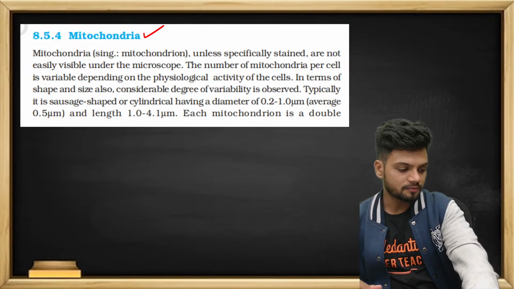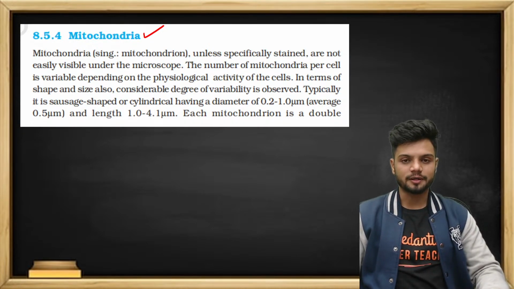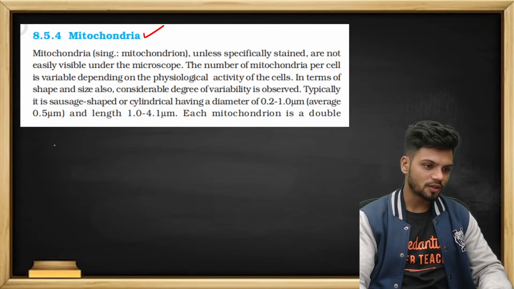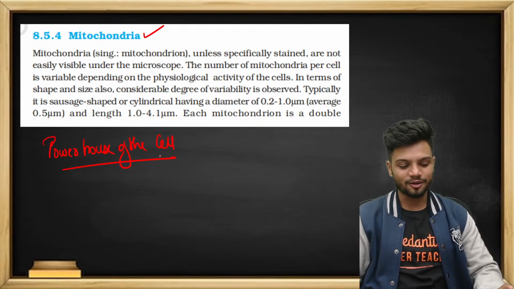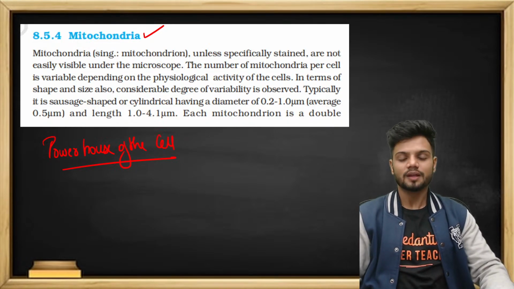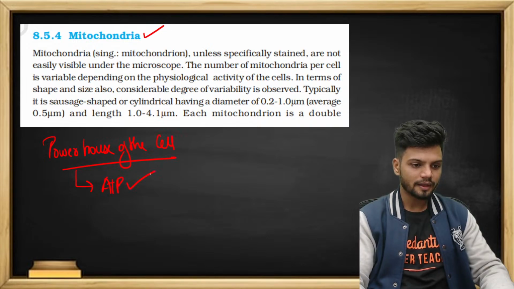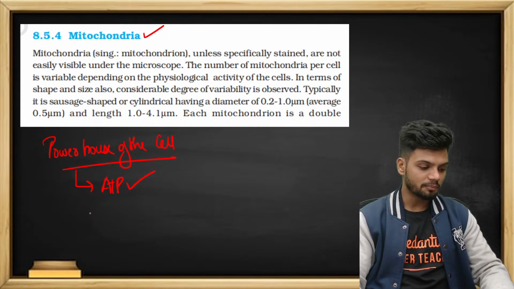Now we'll go to mitochondria. Tell me, what comes to your mind when you think of mitochondria? One line comes to your mind. Mitochondria is called the powerhouse of the cell. All of you remember this dialogue. Why? Because mitochondria can produce ATP, the energy currency.